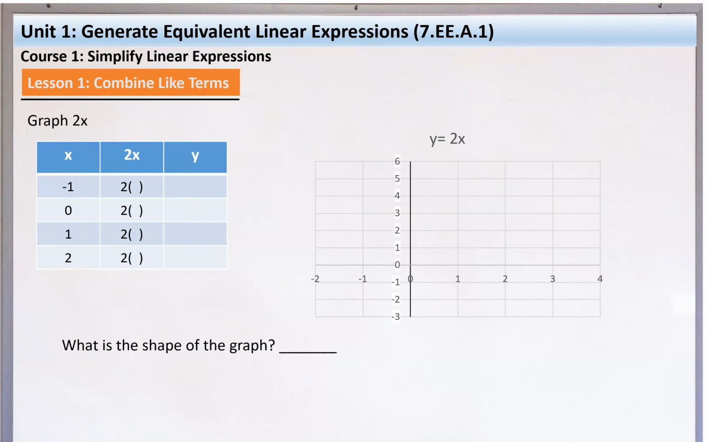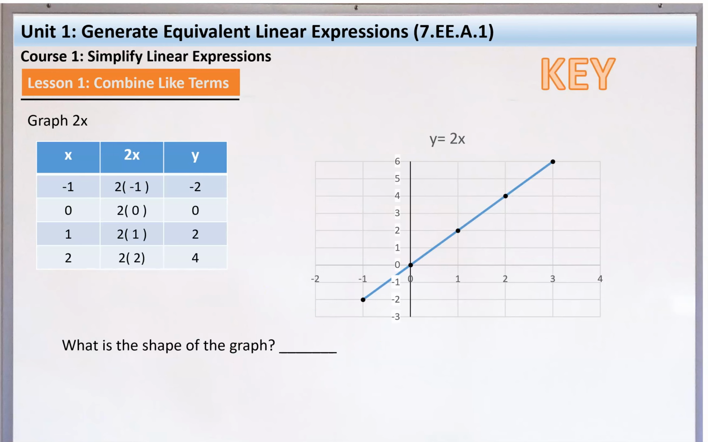If we graph 2x again, we substitute negative 1 here, and that would give us negative 1. So when x is negative 1, y is, I'm sorry guys, y is negative 2. Please graph that for me and tell me what shape it is. Okay, so when we graph that, we actually do get a line.